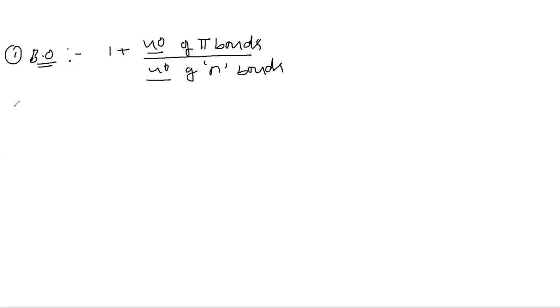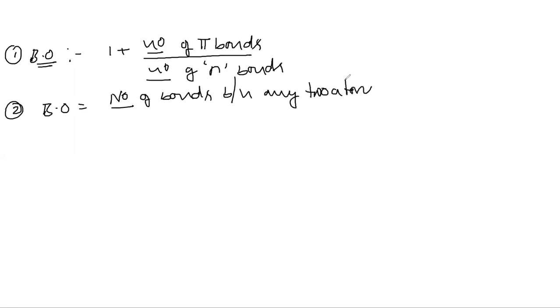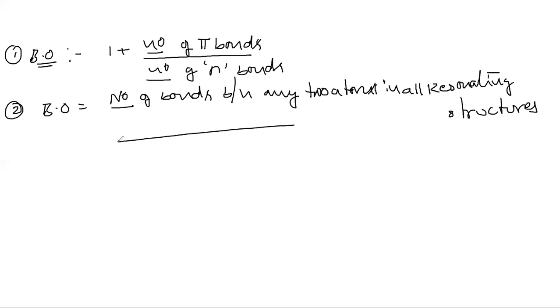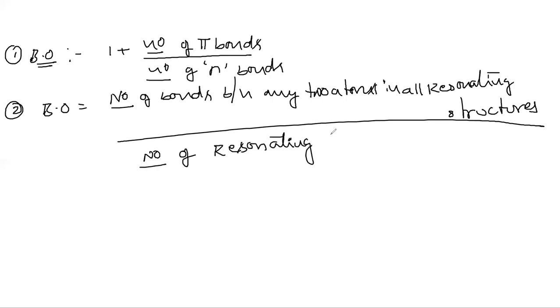So this is the first formula that I discussed, and the second formula: the bond order is equal to the number of bonds between any two atoms in all resonating structures, divided by the total number of resonating structures. These resonating structures are also called canonical forms.